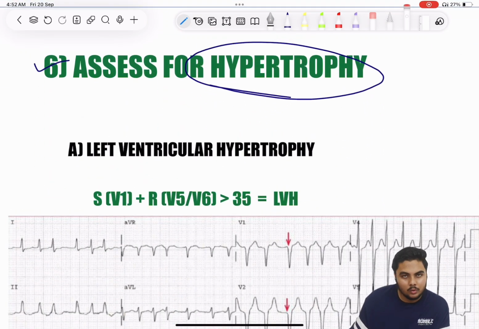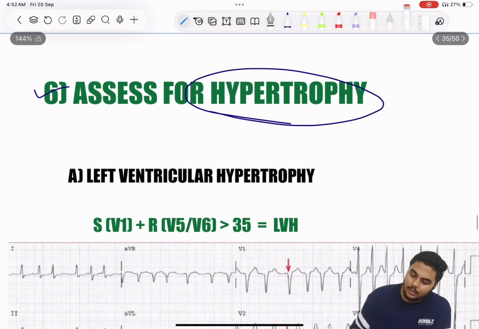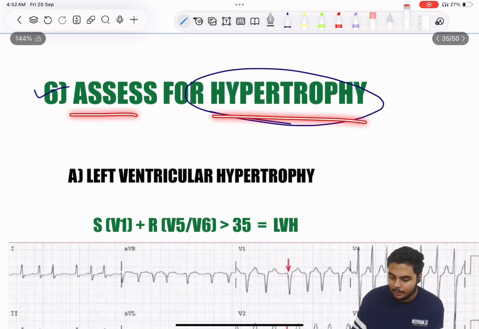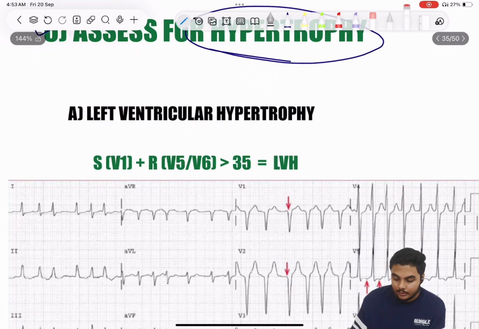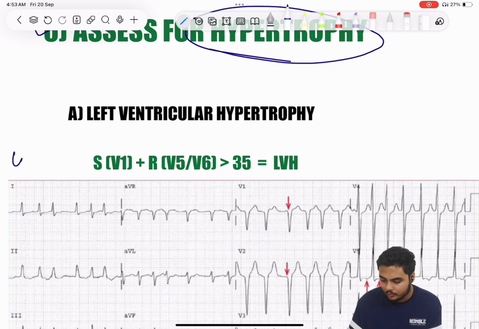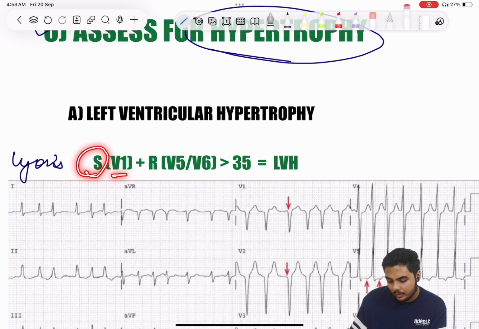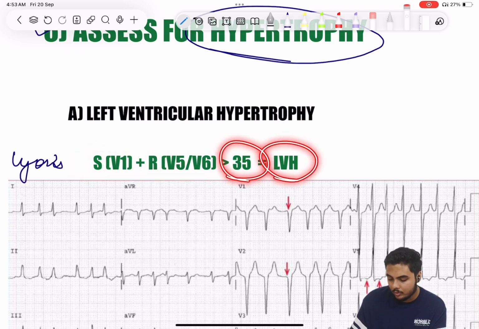So till now we know how to calculate the heart rate of an ECG, check the regularity, calculate the axis, check individual waves, calculate and interpret the intervals, and check for brady- and tachyarrhythmias. Now we are going to look at the assessment of ventricular hypertrophy. First is left ventricular hypertrophy. To find that out, we have Lyon's formula, which states that the S wave in V1 plus the R wave in either V5 or V6, the amplitude should be more than 35 to be called LVH, right?